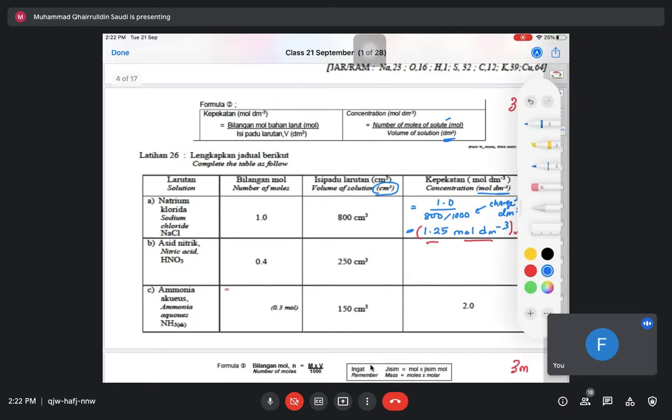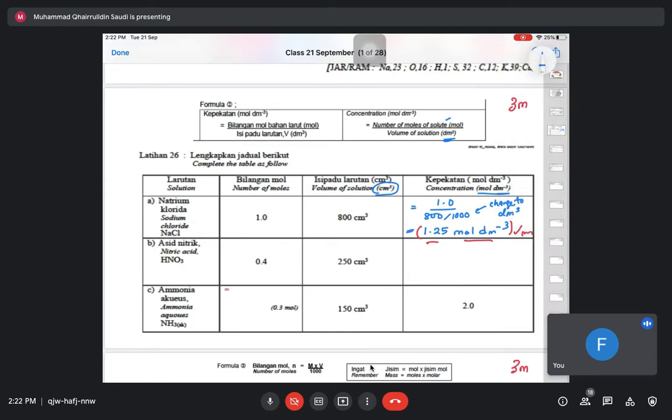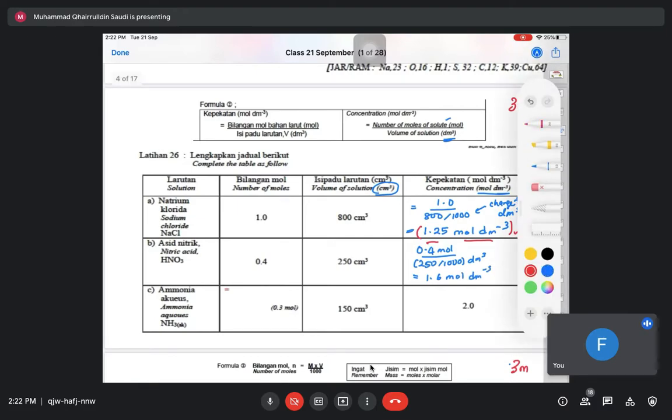Okay, next one. Also the same, you just take 0.4 mole divided by 250 divided by 1000 to change it to decimeter cube, and you will get 1.6 mole per dm cube. Everything must be correct, then only you will get 1 mark.